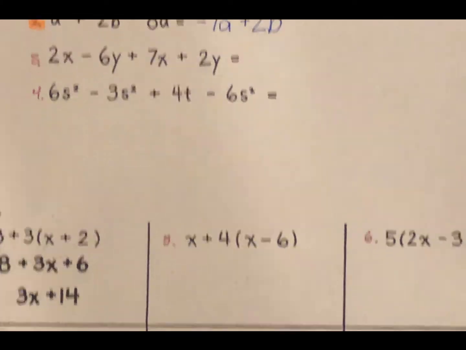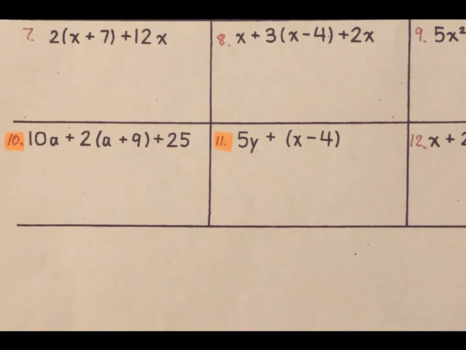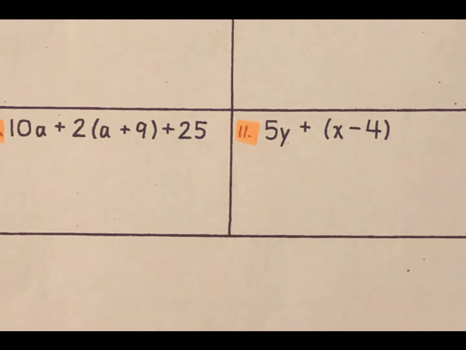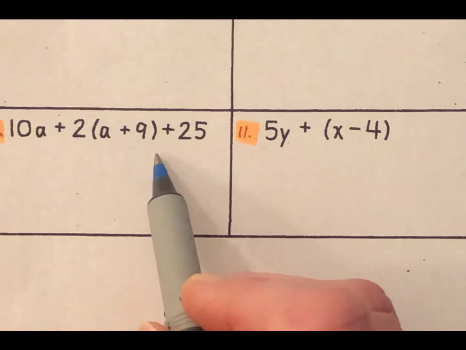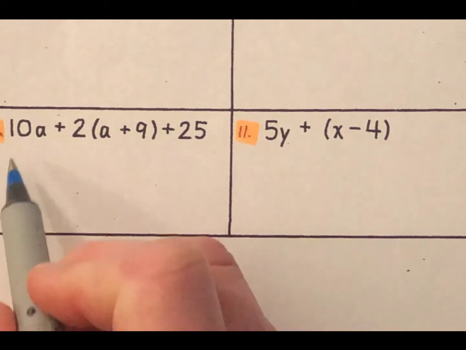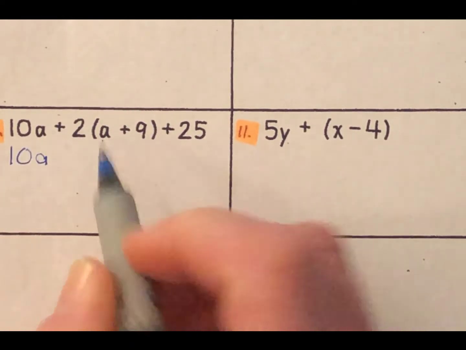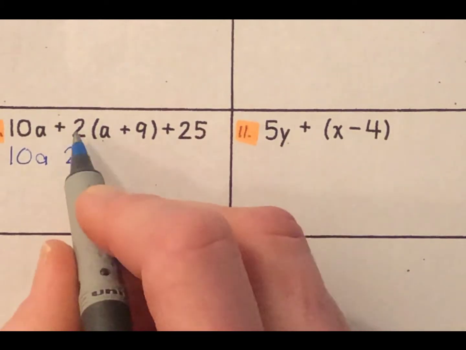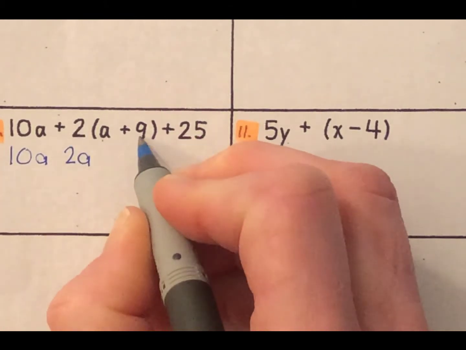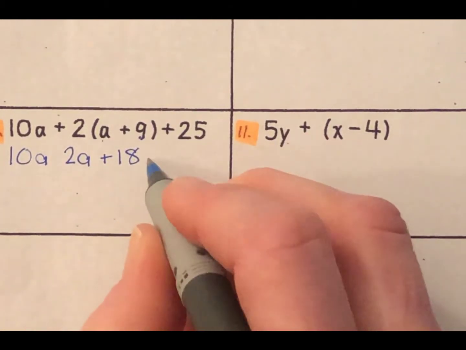Let's go down and look at 10 and 11. Starting with number 10. We have some distribution. So we're going to rewrite this whole thing and get rid of that parentheses by distributing. 10a, we've got 2 times a is 2a. 2 plus 9, 2 times 9 is 18, plus 25.